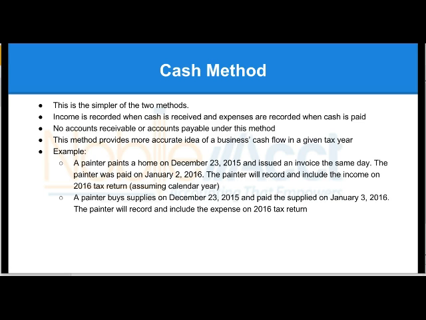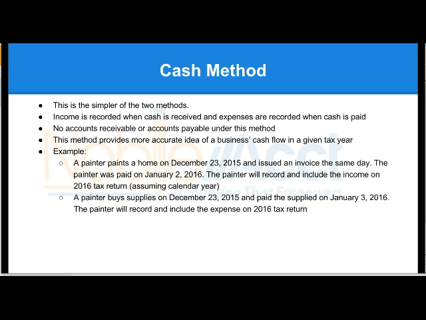Let's say a painter paints a home on December 23, 2015 and issues an invoice to the client on the same day. The painter gets paid on January 2nd of 2016, and since the cash was received in 2016, the painter will be recording the income on the 2016 tax return, assuming he or she is on a calendar year basis.